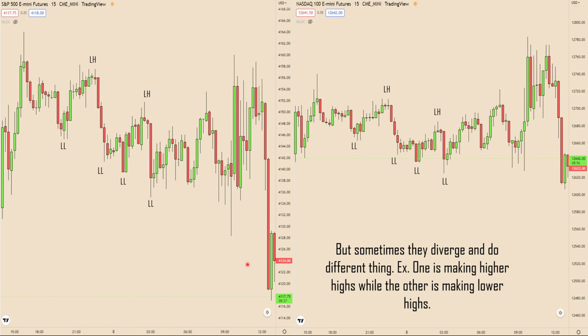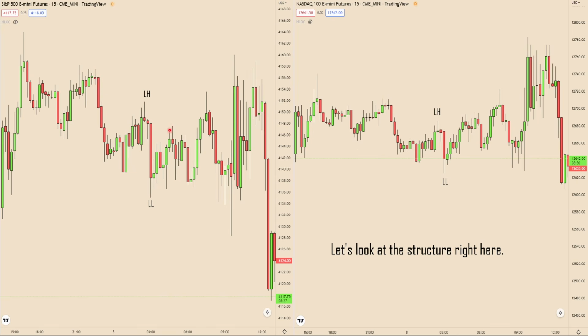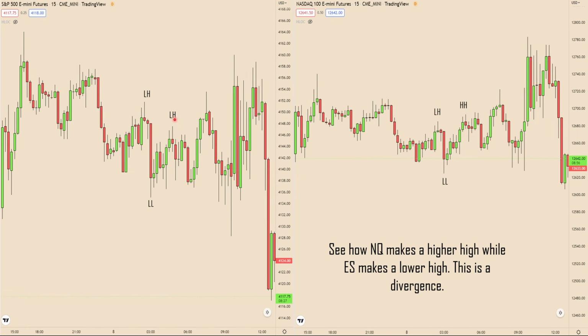For example, one is making a higher high while the other one is making lower highs. As you can see, up to here, the market structure is the same. But if we look right here, what happens? The S&P is making a lower high while the NASDAQ is making a higher high. So this is a divergence.